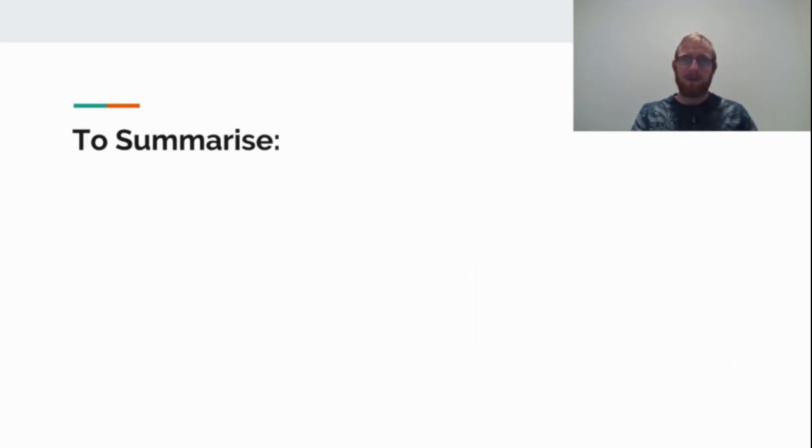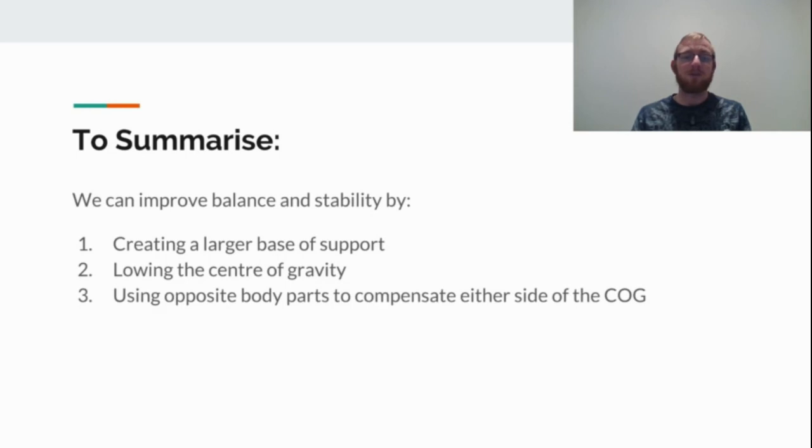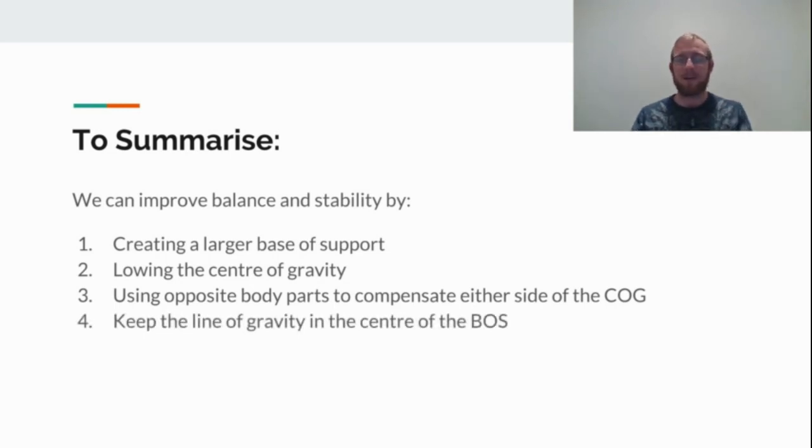So to summarize, we can improve our balance and stability in the following four ways. Creating a larger base of support, lowering the center of gravity, using opposite body parts to compensate for movements either side of the center of gravity, and keeping the line of gravity going straight down through the middle of our base of support.